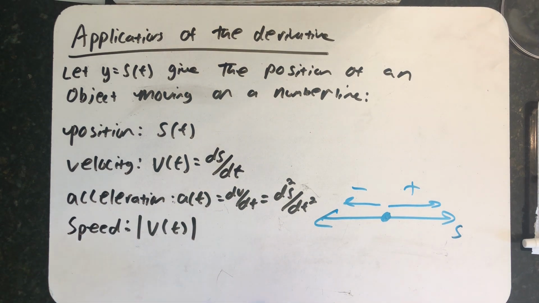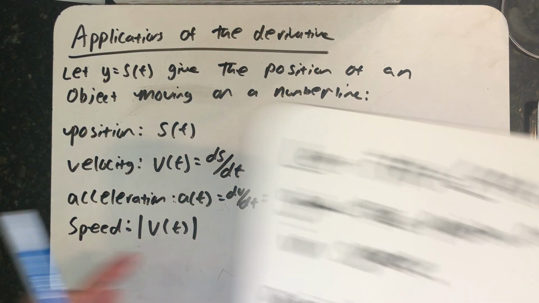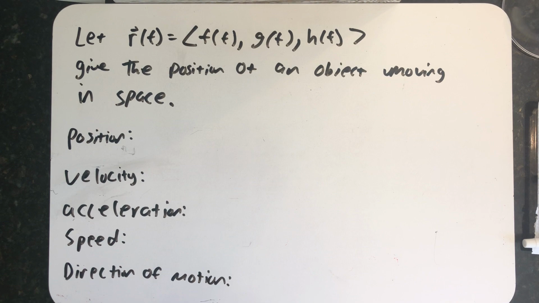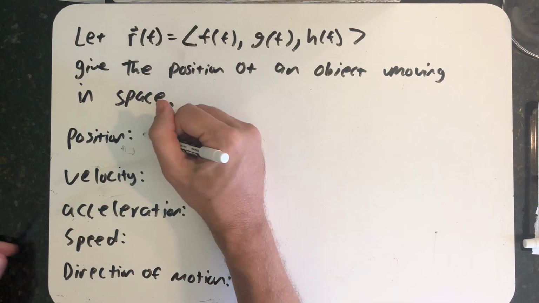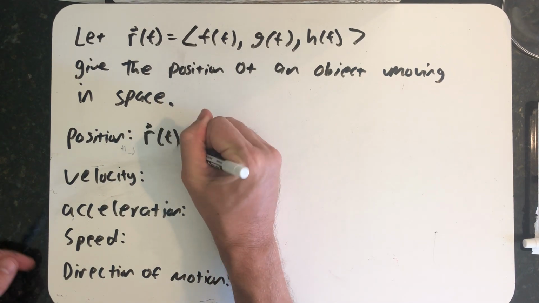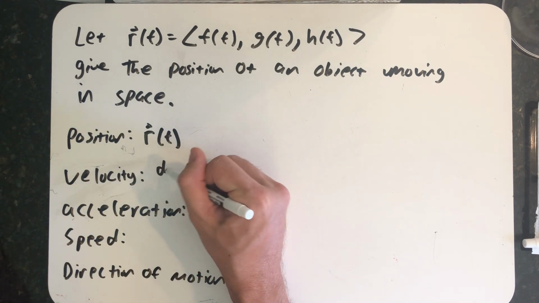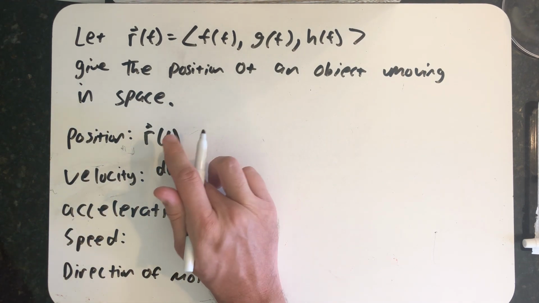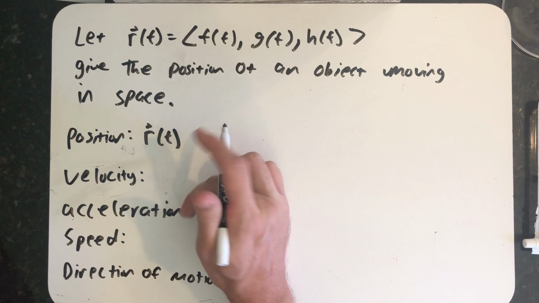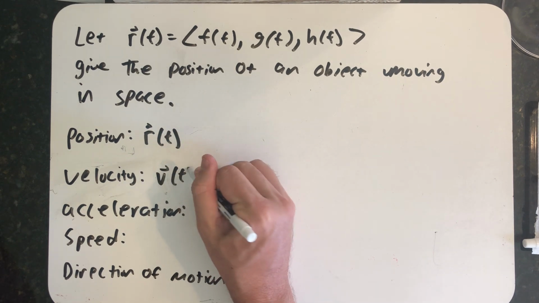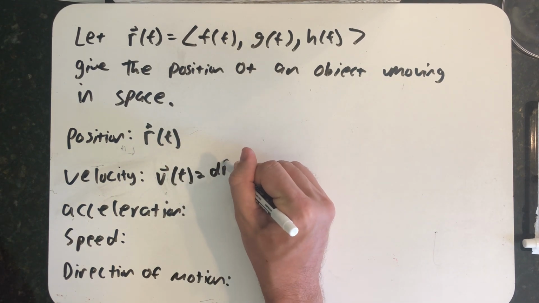Okay, but now let's say instead of moving along a straight line, we're moving along a curve in space. So r of t is a vector valued function that gives me the position of an object moving in space. The position is r of t. You plug in a value of t and that vector points to where you are in space. The first derivative, dr dt, that is velocity. The velocity vector is dr dt.